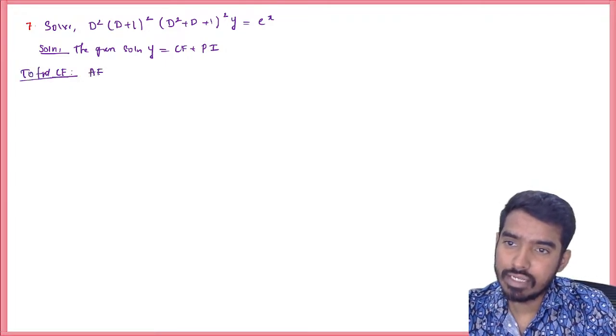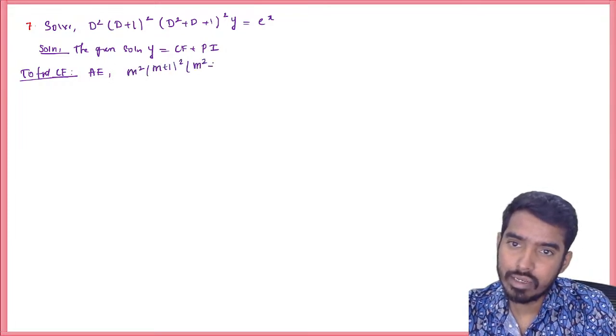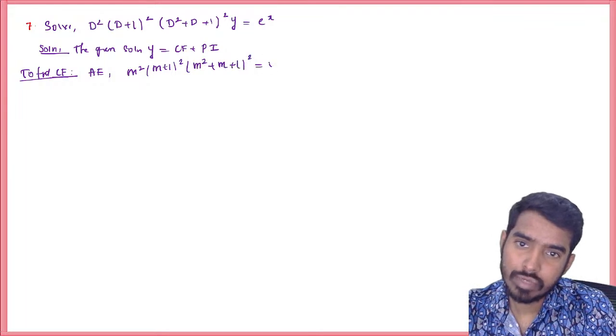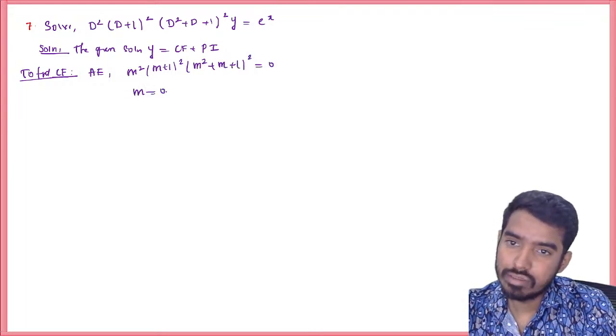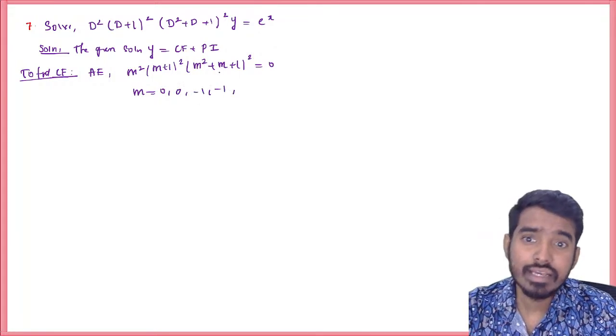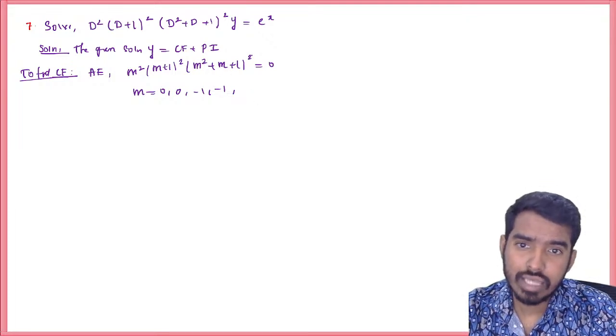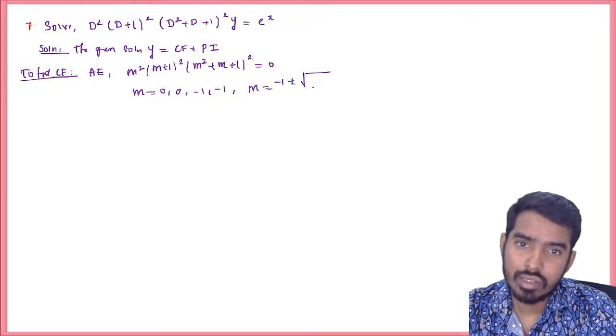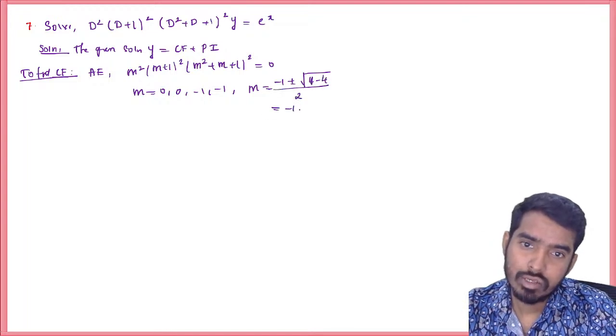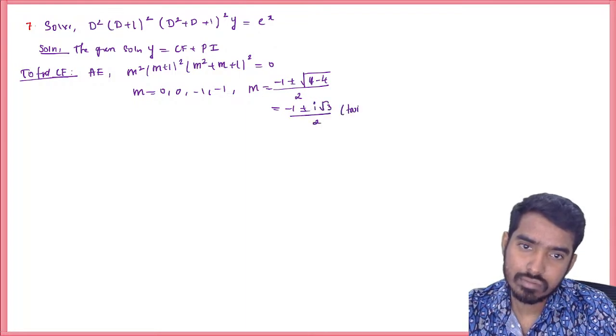first you find the auxiliary equation equal to 0. So m square (m plus 1) whole square (m square plus m plus 1) whole square is equal to 0, right? So what are the roots here? 0, 0, minus 1, minus 1. Here, what is the root? Solve this equation, this is again twice, right? m is equal to minus b plus or minus square root of b square minus 4ac divided by 2a. So minus 1 plus or minus i root 3 by 2, twice, right?